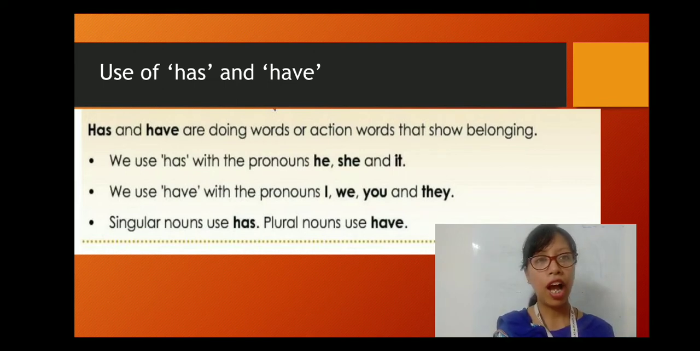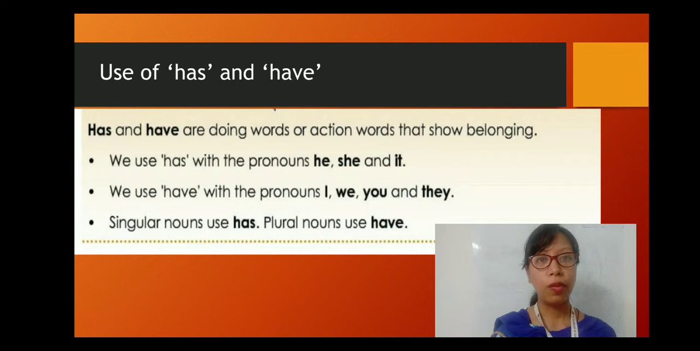But what about I and you? So I and you are there along with we and they. Now we already know we and they are plurals, right? So we will be using have. So it is already there. But what about I and you? So only with the singular I and you. This is a very exceptional case, okay? Other than the plural, only with I and you, we use the have.